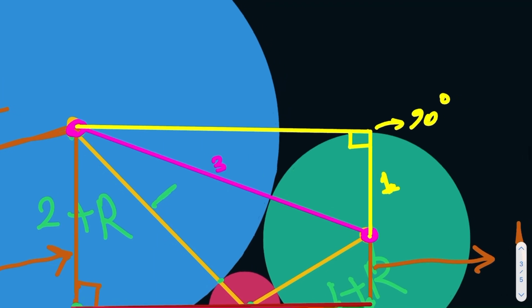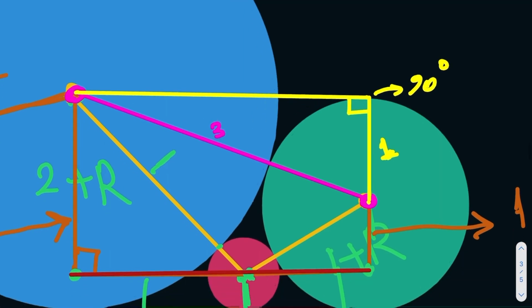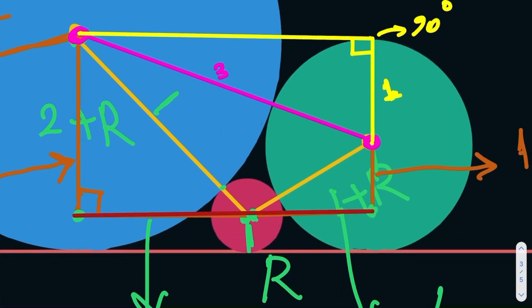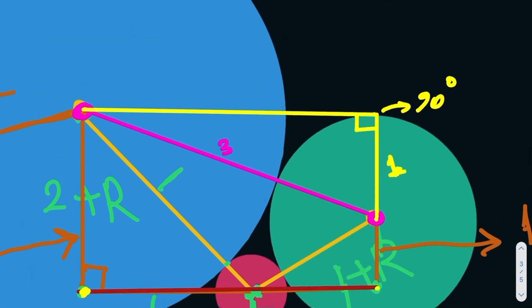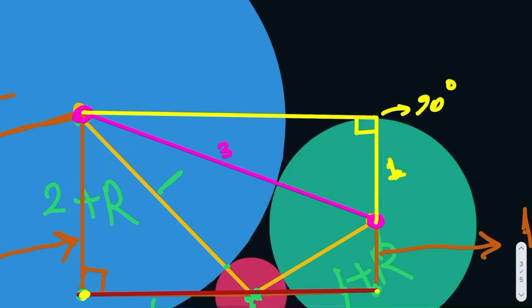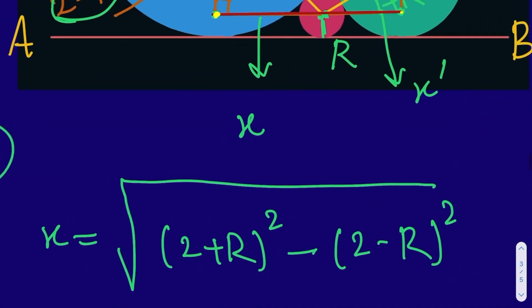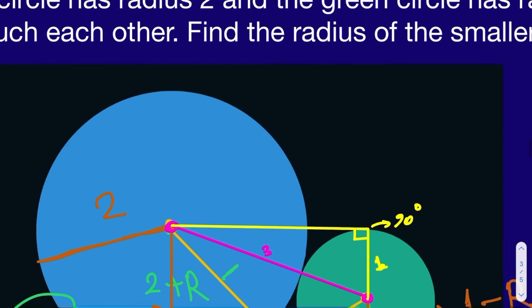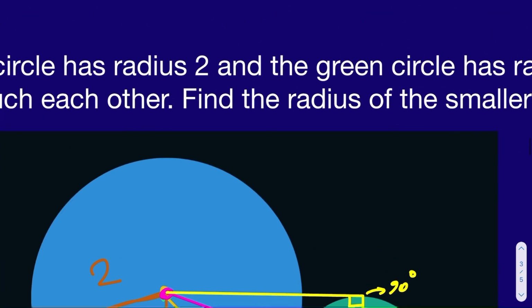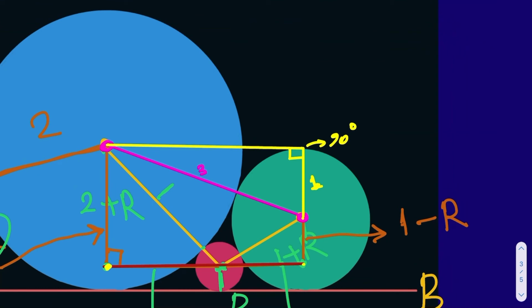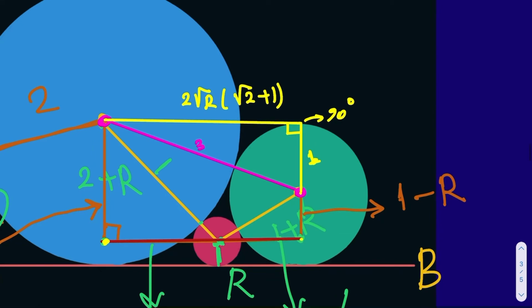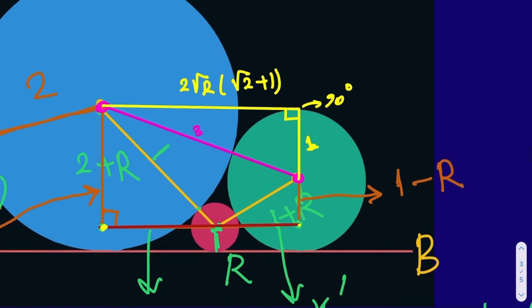So I know these two sides. Now, if I look carefully, I will realize that the magnitude of this line that I already calculated is equal to here. So I will write it above there. The magnitude that I found was 2 square root r times square root 2 plus 1. Yep. So okay, now we are almost there.